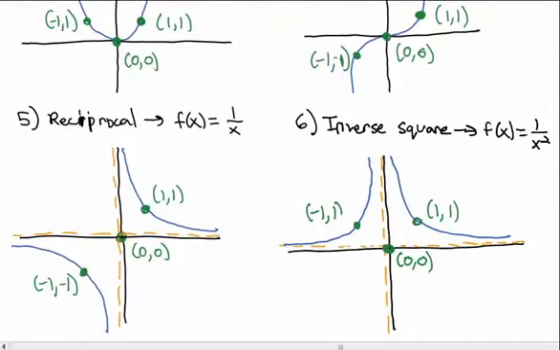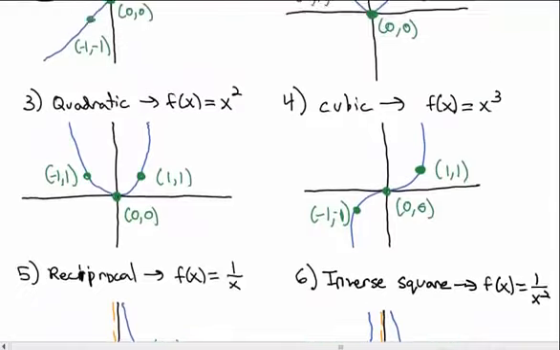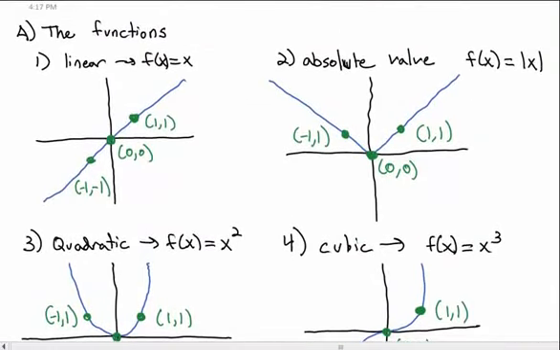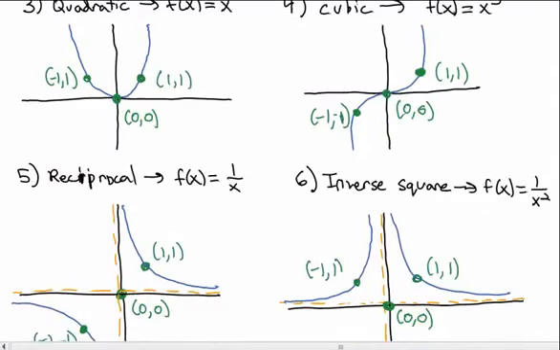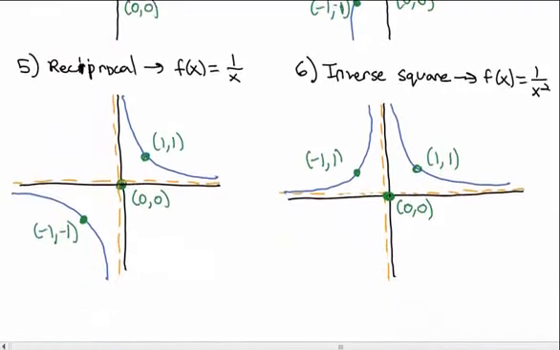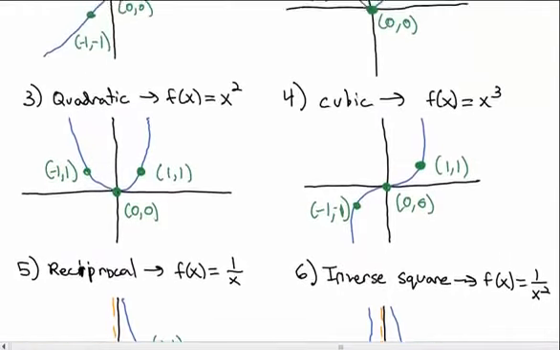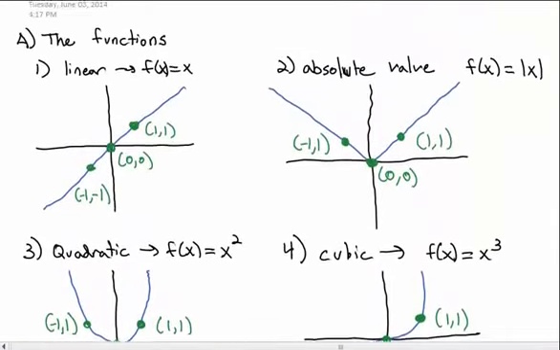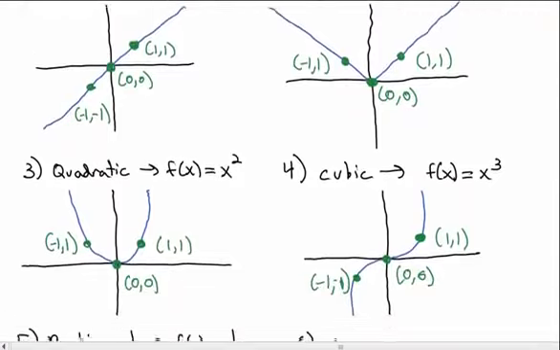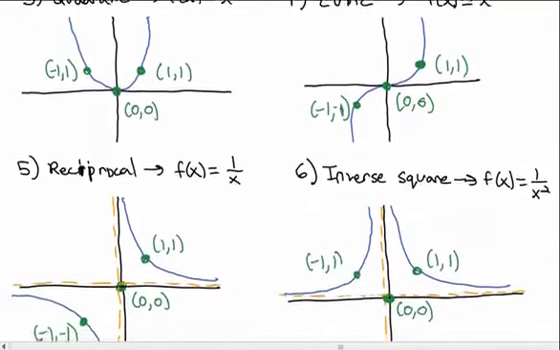So 6 functions. This is one of the few and only, I believe, times where I tell you to memorize something in this class. You need to have these 6 functions memorized. You need to know their shapes. You need to know which shape goes with which function. And you need to know what the 3 key points are on each of these functions.